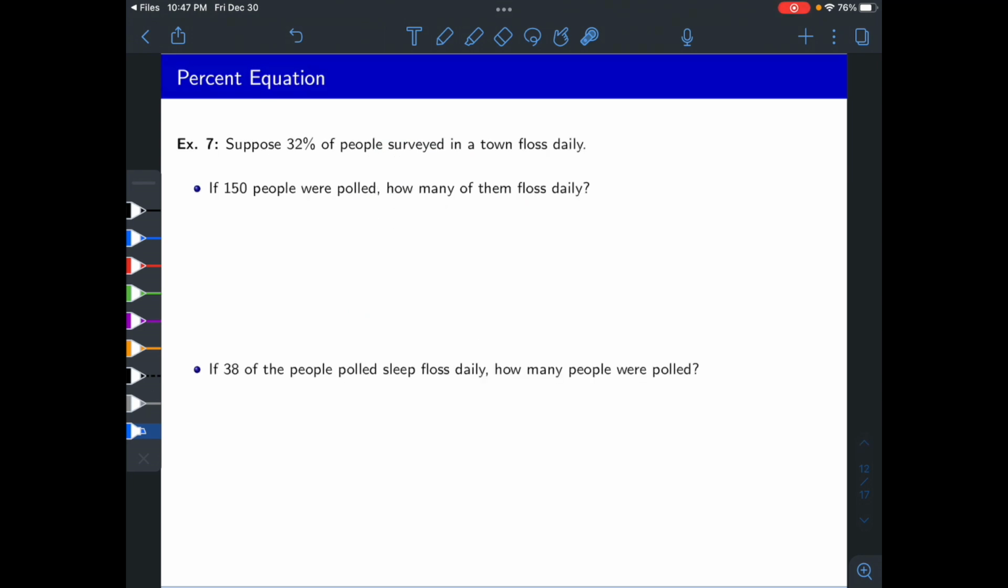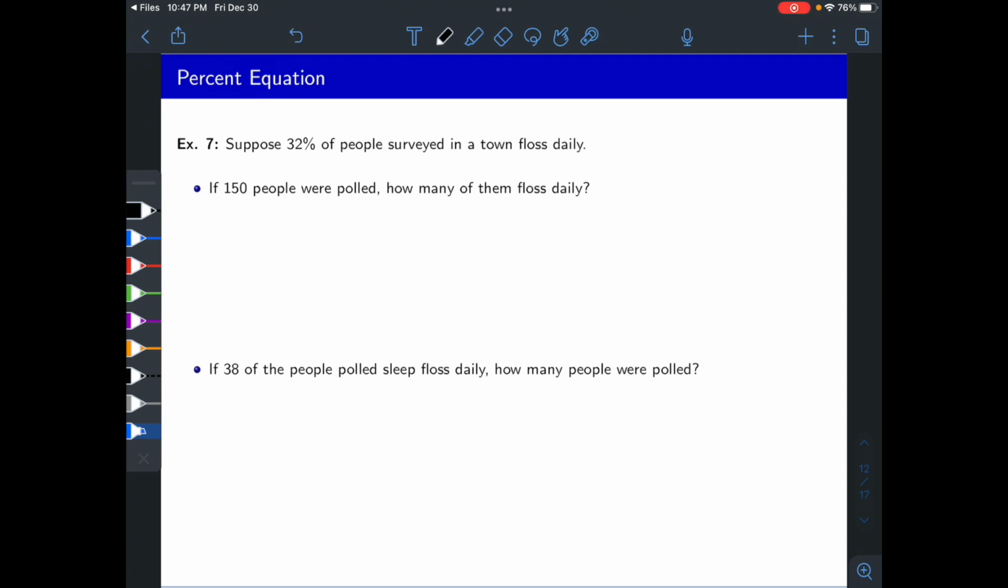Okay, let's see what you would actually use it for. Let's suppose 32% of people surveyed in the town floss daily, and we'll do a similar thing to the socks example, where 150 people were polled. How many of them would floss daily? Then we'll do the reverse, where we know how many people floss, and we want to know how many people were polled.